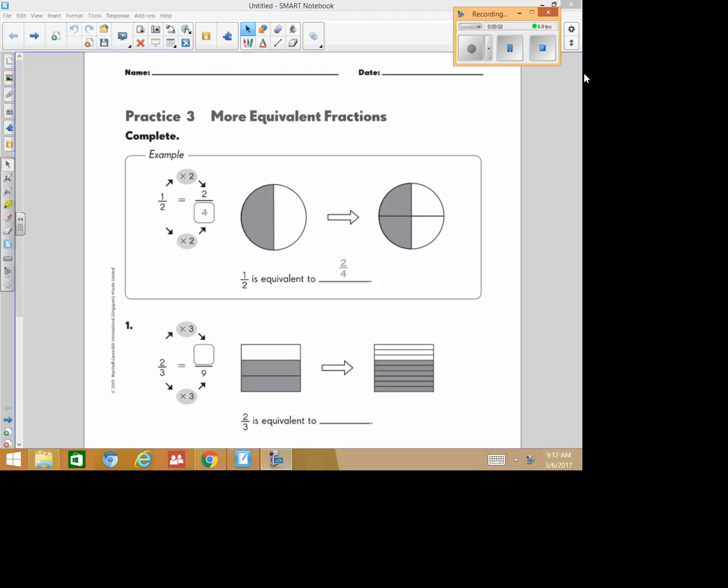So if you look at the 1/2, do you see how they timed the top by 2? What is 1 times 2? 1 times 2 is 3. 1 times 0. 4. Shh.